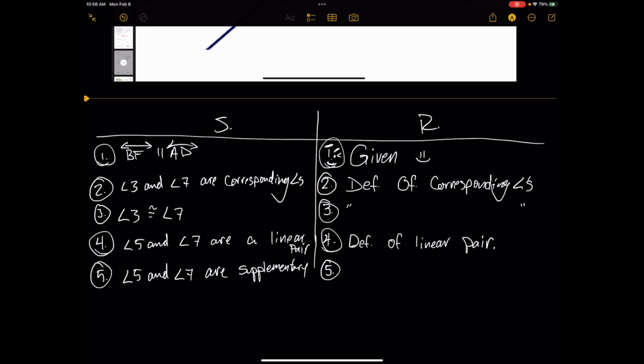You guys are crushing this game. And why can we say that? Definition of supplementary. Linear pair. Yeah, same thing as right before.